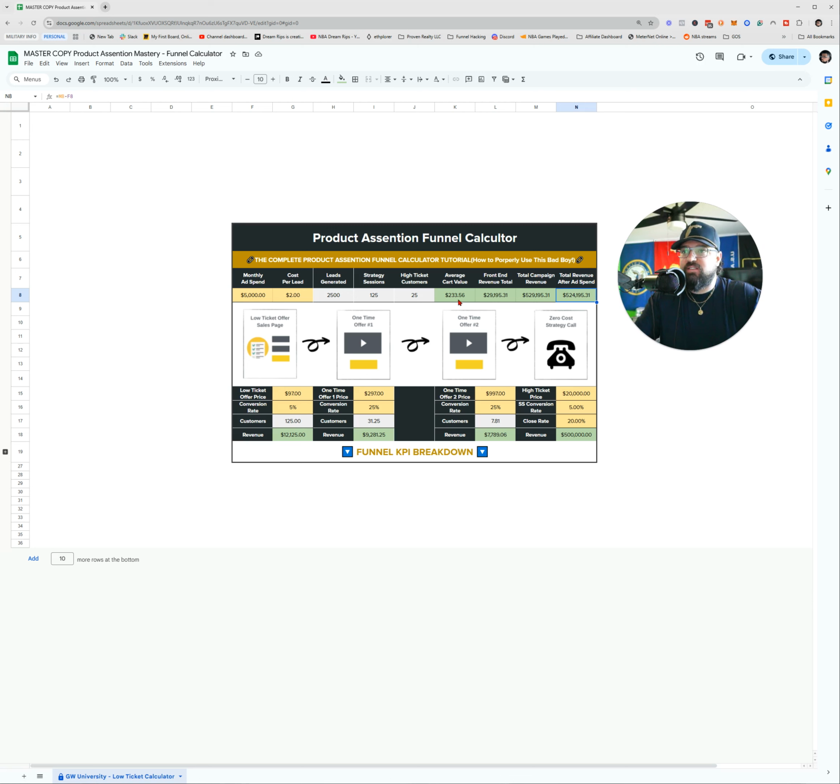Now, as you can see here, these numbers are inflated. Why? Because we have a high ticket price of $20,000 over here. Some of you may not have this going right now. Most of you, your high ticket price is around $3,500. That may be your offer. So let's work with that. And you see how the numbers shift.